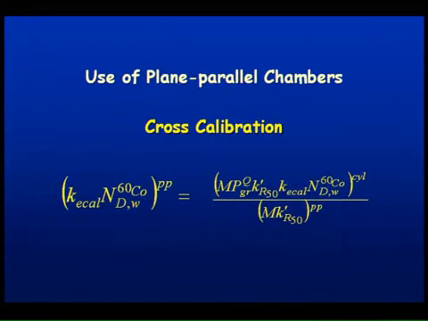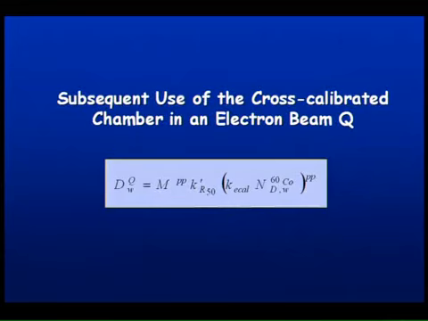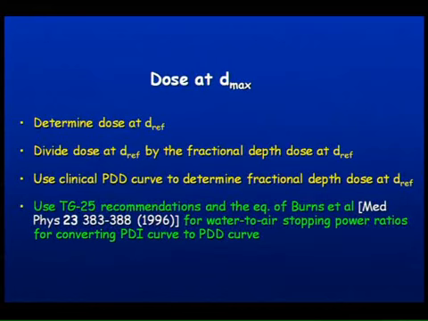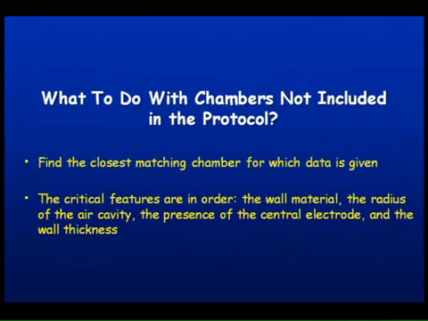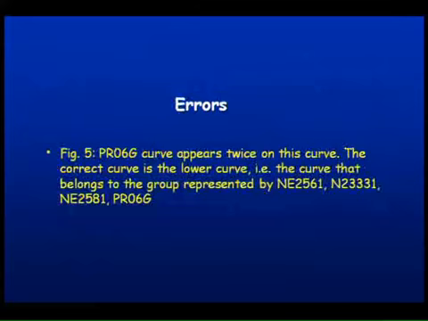I will not get into cross-calibration because of time. So the protocol tells you really, if you read the last two sections, what to do with chambers that are not included in the protocol. Actually, Jan Seuntjens has a task group looking at some of the new chambers on the market that have not been included in the protocol, and they'll be providing values for KQ for those.